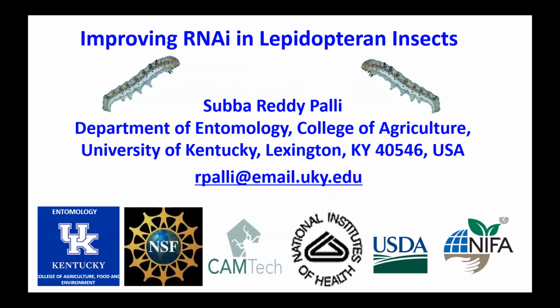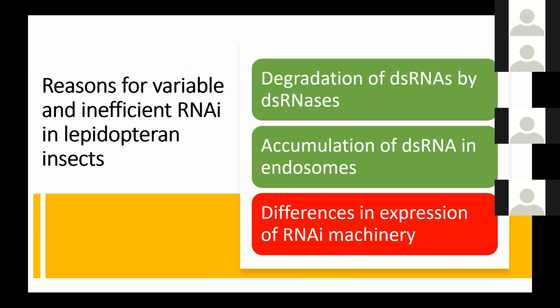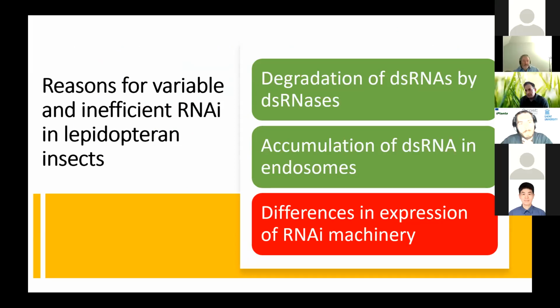I'm going to try to give you some of the latest developments in my lab on improving RNAi in Lepidopteran insects. As you have seen from previous presentations, there are several hurdles for efficient RNAi in Lepidopteran insects, and Anesthesia nicely summarized 5 of those. In my presentation, I'm going to concentrate on 3 of those mechanisms listed on this slide.